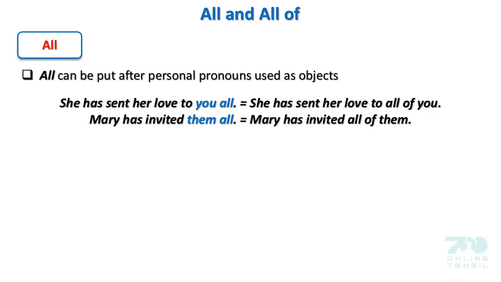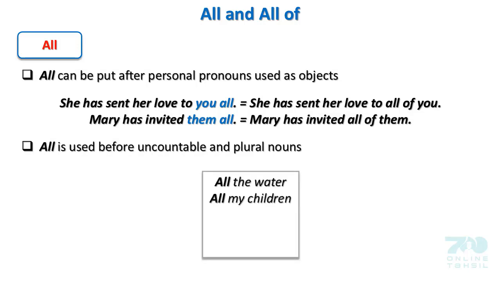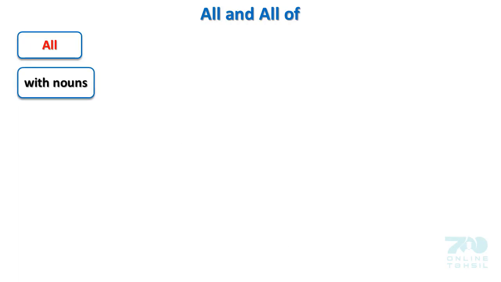Mary has invited them all. Mary has invited all of them. All is used before uncountable and plural nouns: all the water, all my children, all the milk, all the cake, all my friends. All with nouns.